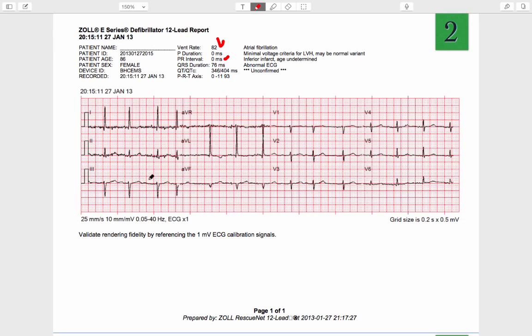And so when you look at this, there is an irregularity, and there's no pattern to that irregularity. So irregularly irregular with the absence of P waves, atrial fib. And then we're looking for QRS, that's okay. QTC, that's okay. So there isn't any reason to do A and B on this. So we have an atrial fib with a pretty controlled rate.